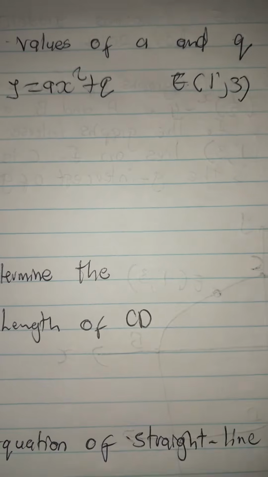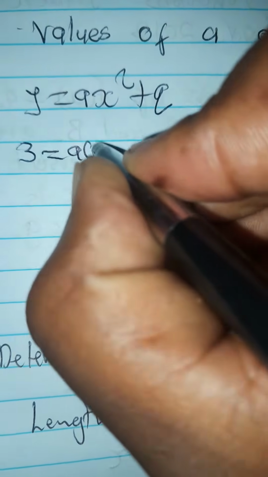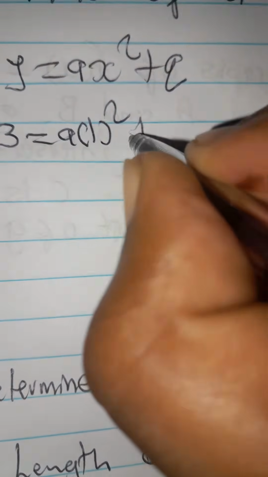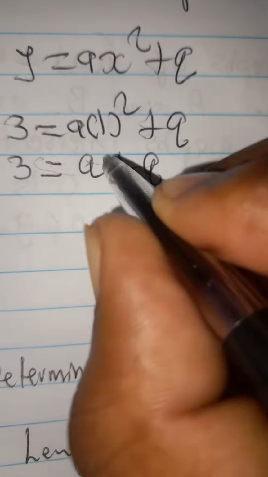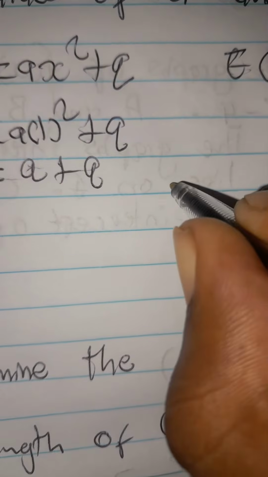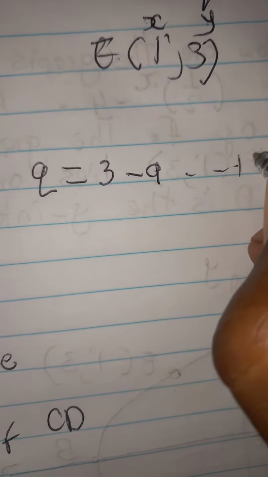So if there are two missing values, you can use a simultaneous method. We need to formulate an equation using E. We have x and y there, meaning that where there is y, you put 3, and where there's x, you put 1. So it's going to be 3 equals a times 1 squared plus q, which is a plus q. We can make q the subject, so let's transpose a to the other side. So q equals 3 minus a, which we name equation 1.